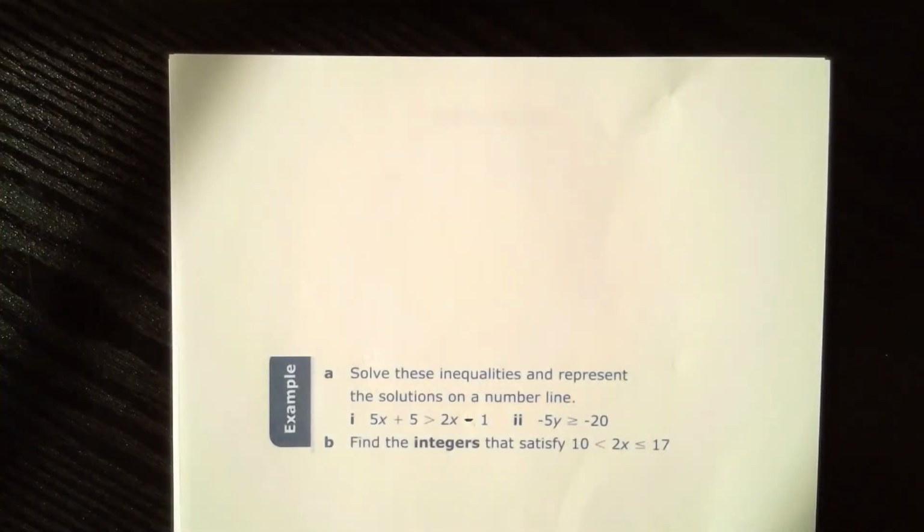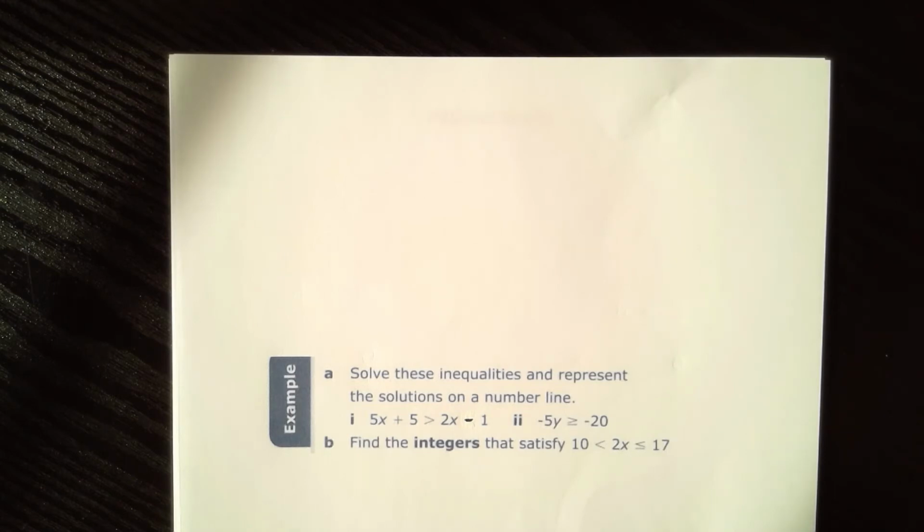Now the last part of our section on inequalities is looking at solving inequalities. This is very much like solving equations, where you carry out the same mathematical operation to both sides. However, there is one difference. Because inequalities have a direction, just go back and look at those number lines you've just drawn. Every single one of them has a direction.